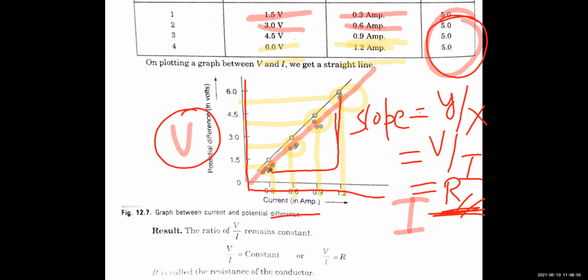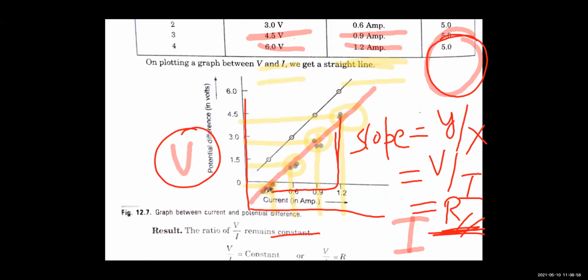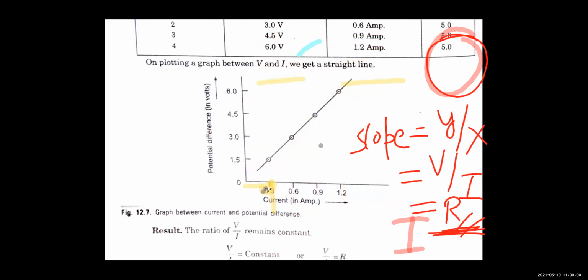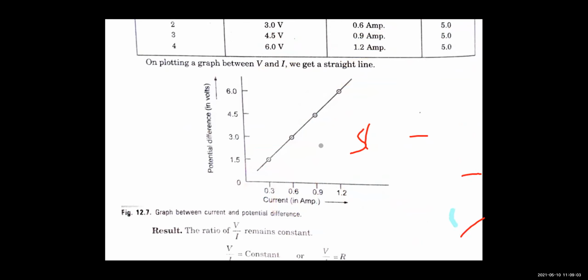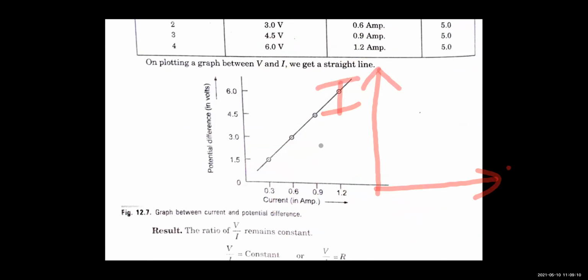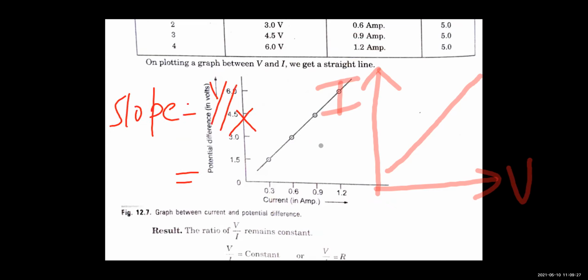Okay, so children, just to confuse you, one change your board makes: instead of plotting this way, on the y-axis they plot current and on the x-axis they plot voltage, and then they give you a line like this, and then they ask you what will be the slope of this line. We know the slope formula is change in y upon change in x. On y you are having current and on x you are having voltage for this graph, right?